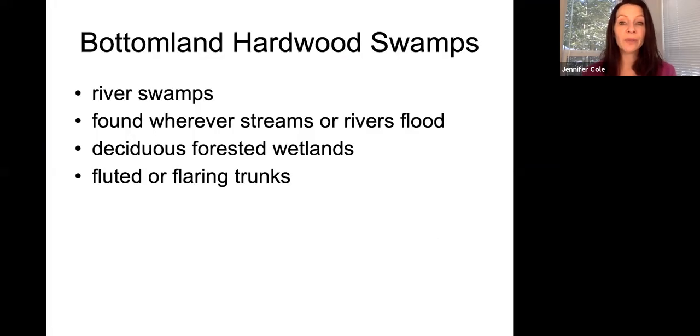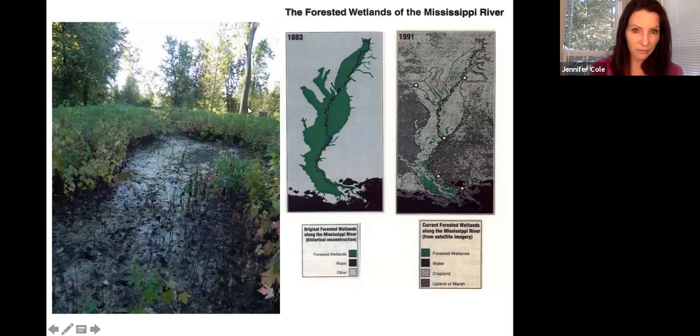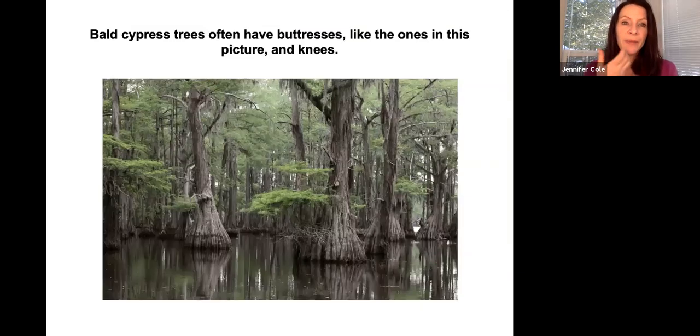They're called river swamps. They're found in the South especially, and they are deciduous trees. And they have these fluted or flaring trunks, which I'll show you pictures of. Here are the forested wetlands along the Mississippi River, and this is what they look like. And again, they have to have trees. They can also have shrubs, as you see in the foreground here. But these are cypress trees, classic southern swamp. Isn't this beautiful? Can't you just smell it? So hard to give a talk on wetlands without having you here to smell them.